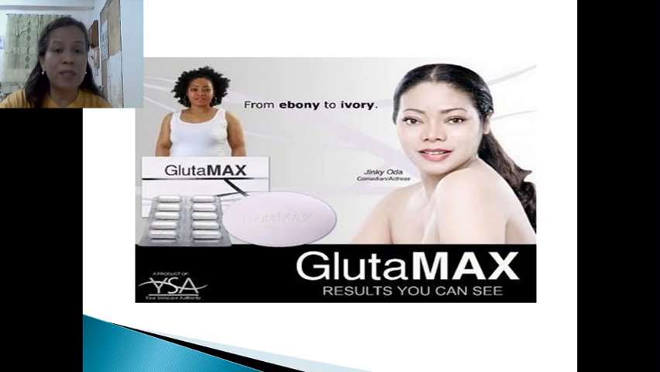So you have their Glotamax. It's a kind of maybe whitening soap or maybe capsules, a Glotamax. So you have there the tagline from ebony to ivory. So that's the image, right? So Glotamax results you can see. That's accordingly. Then let's try to figure out the image. So here, wait for a while.